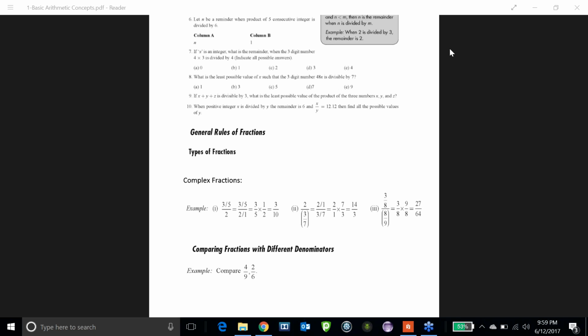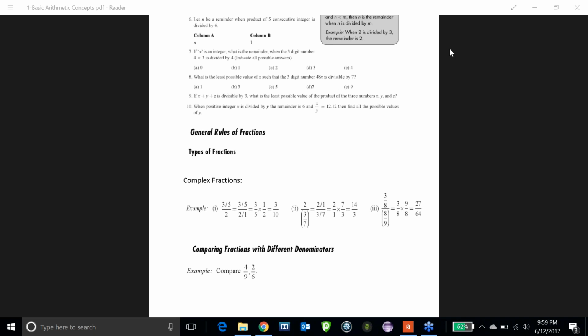And what is the next example? 2 by 3 by 7. When I want to simplify this, I think you guys can see this.